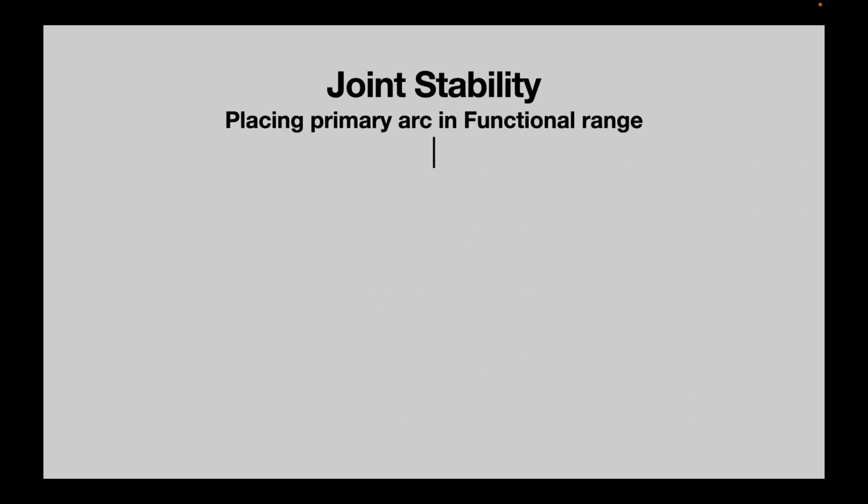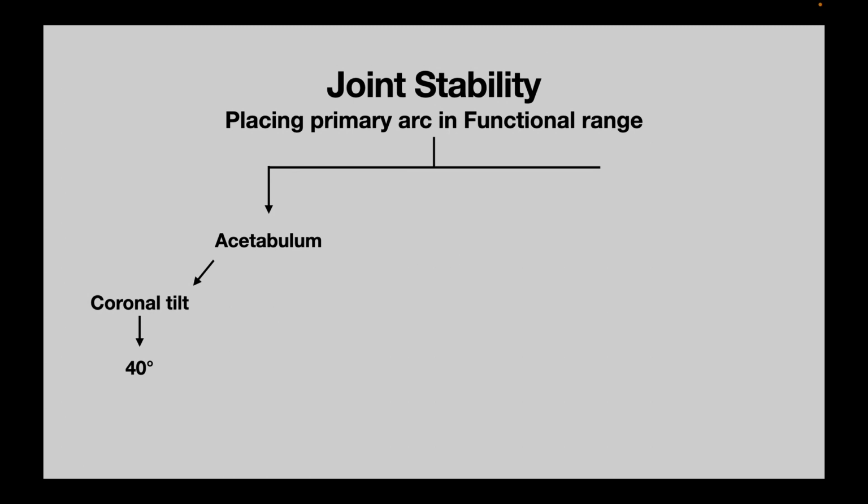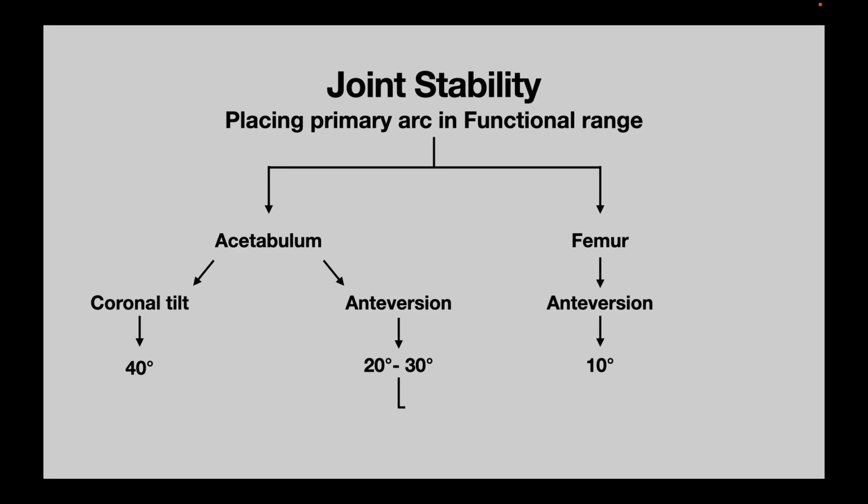Now, marrying up these determinants of stability in total hip replacement, at surgery we aim to obtain an acetabular coronal tilt of about 40 degrees and an acetabular anteversion of about 20 to 30 degrees. In the femur, anteversion of about 10 degrees would be ideal. Note the combined anteversion of the hip is somewhere between 30 to 40 degrees and matches the normal hip parameters.